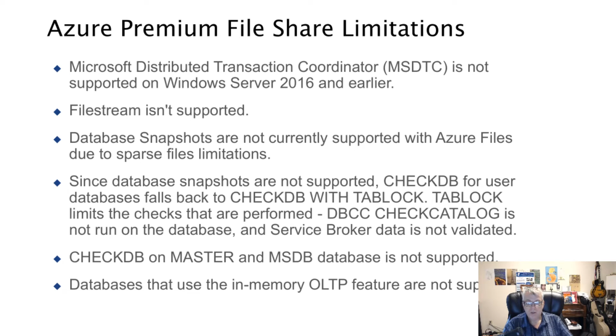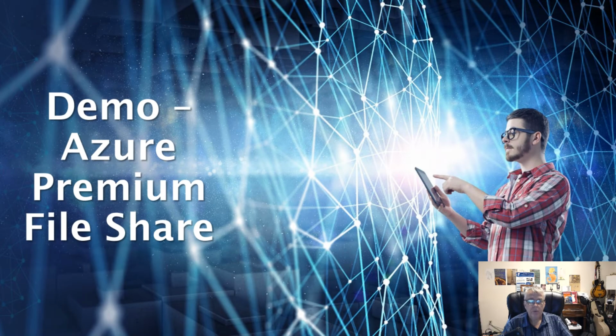The DBCC CHECKCATALOG is not run on the databases, and Service Broker data is not validated. CHECKDB on the master and MSDB databases is also not supported. And databases that use in-memory OLTP features are also not supported. So if you don't need those, then this might be an option for you. So I'm going to show you now a quick demo on how to provision the premium file share and what magic you need to work when you're actually installing the SQL Server FCI so that you can use an SMB file share.